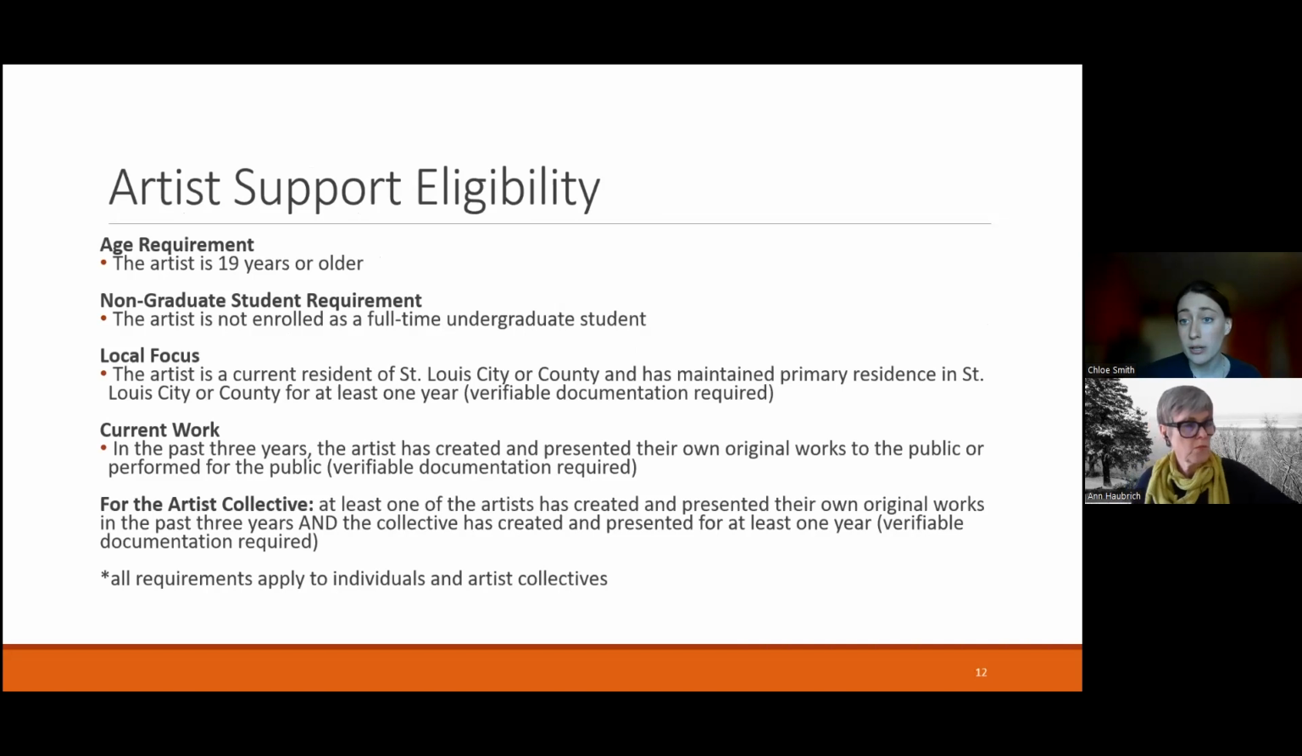There's a current work eligibility requirement, which means in the past 3 years that the artist has created and presented their own original works to the public or performed for the public, and will also require documentation there. And then finally, for the artist collective, which is for a group of artists applying for an artist support grant, at least one of the artists has created and presented their own works in the past 3 years, and the collective has created and presented for at least 1 year. And this also will require documentation. And then just as a final note, all of these requirements apply to individuals applying on their own and to artist collectives that are applying in a group.